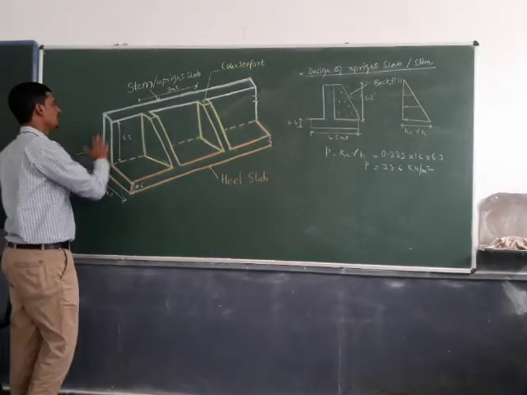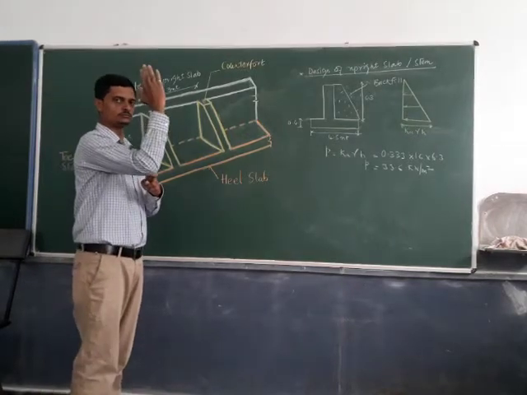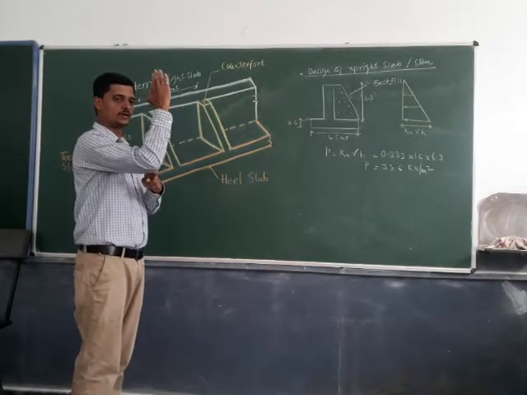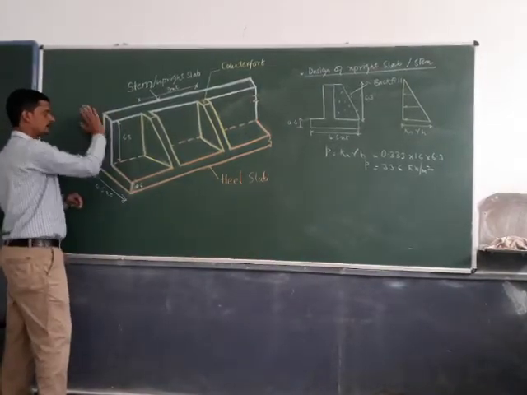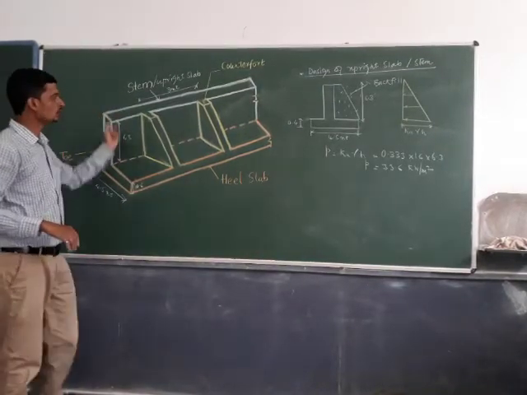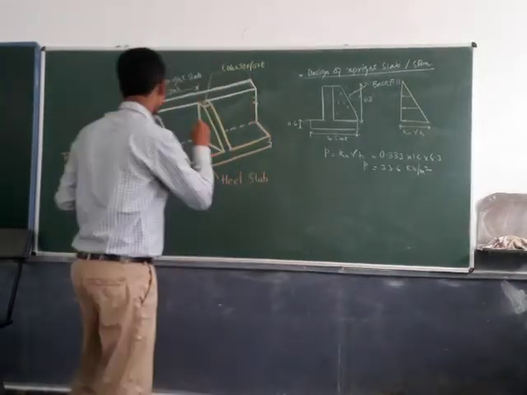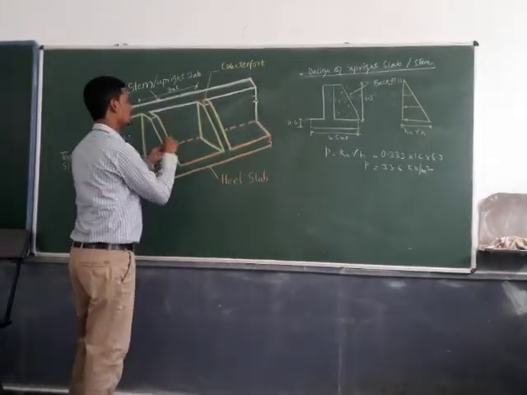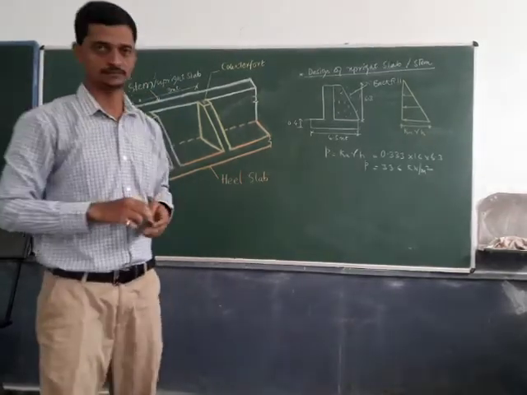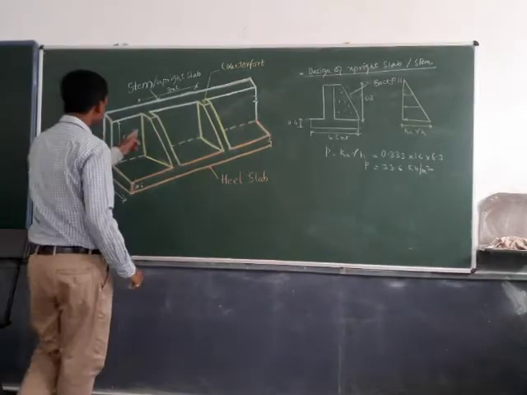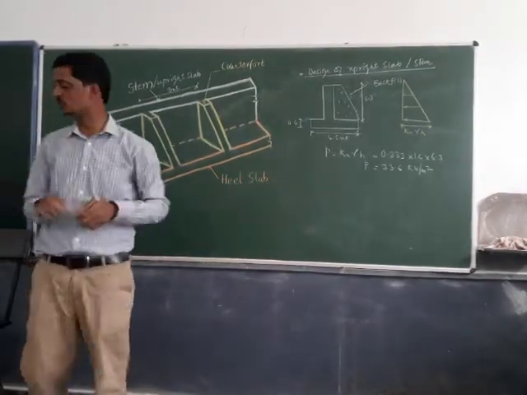Automatically it will bend like this. The wall will bend like this. If there is no counterfort, because of the soil pressure, the wall will bend like this. But it is not like that. The wall is supported by these two counterforts.